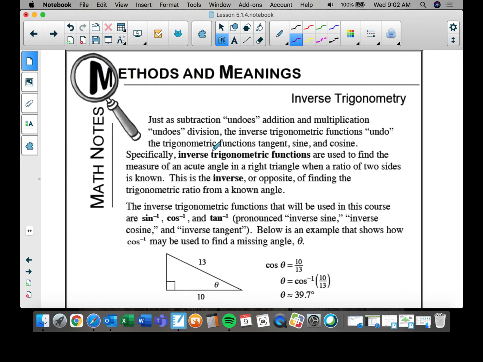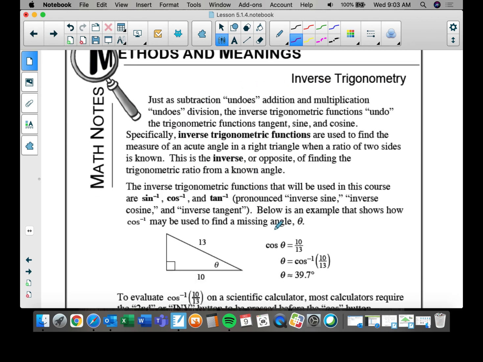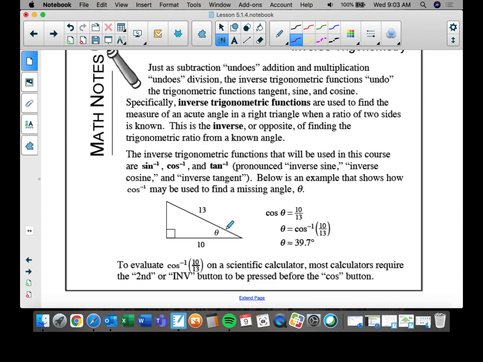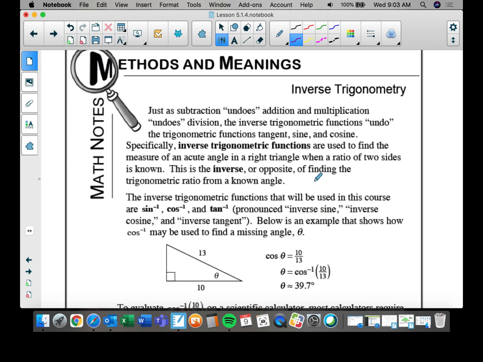Here's a math notes box. If the inverse trigonometry was not making sense to you, remember, inverse trig is what you use in order to find angle measures. So if you were still struggling with that from the last lesson, here's kind of a summary. They give you a picture, they kind of give you the work and show you how it works. So take a look at that if you're struggling with when to use or how to use inverse trigonometry.